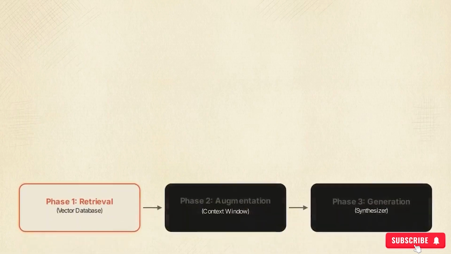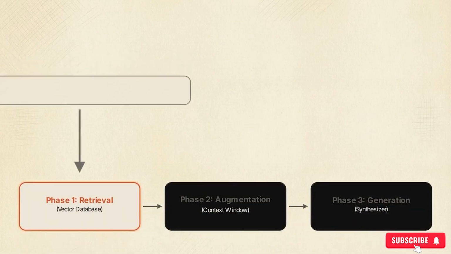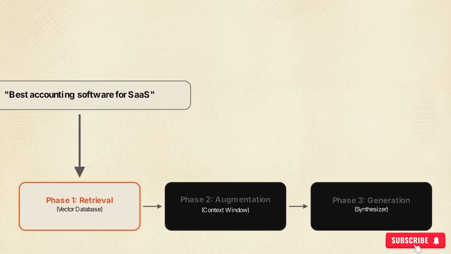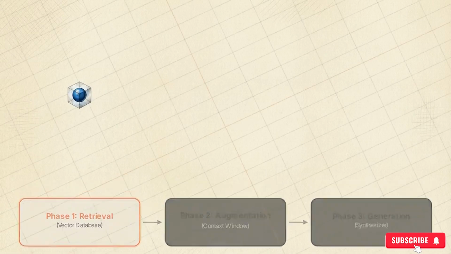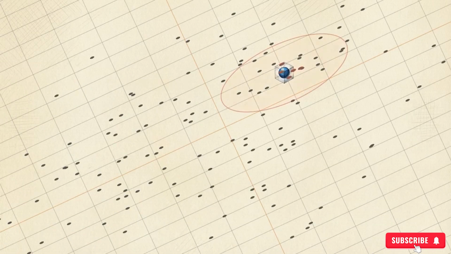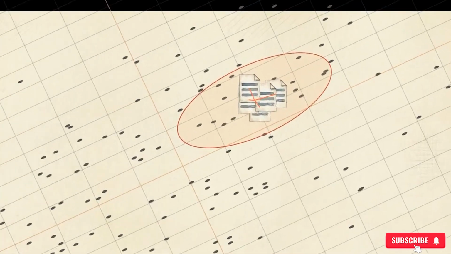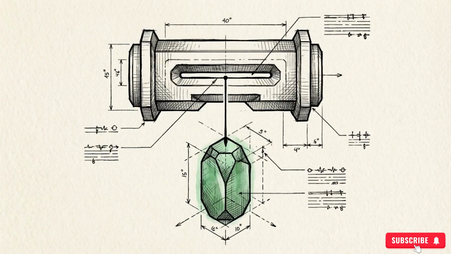The RAG pipeline begins at the vector database. When a user types a prompt like "best accounting software for SaaS," the system doesn't look for matching text. It translates that language into a vector embedding, a multidimensional coordinate mapping semantic meaning in a spatial grid. Traditional optimization relied on exact match text strings. If a user typed software, the system looked for the word software.